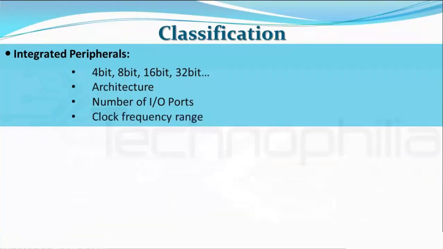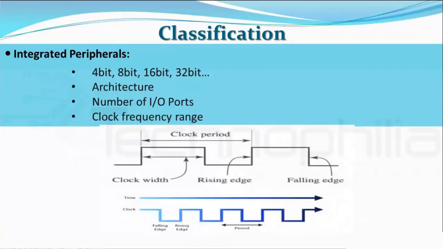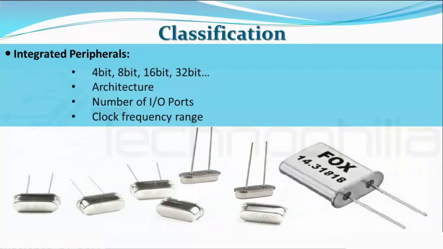The next is clock frequency range. Clock pulses are known as the heartbeat, required for every digital system to function properly. It specifies at what rate the controller will process the data. Commonly used clock frequency ranges are 8 MHz, 12 MHz, 16 MHz etc.